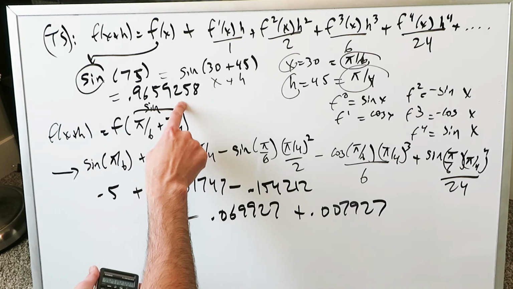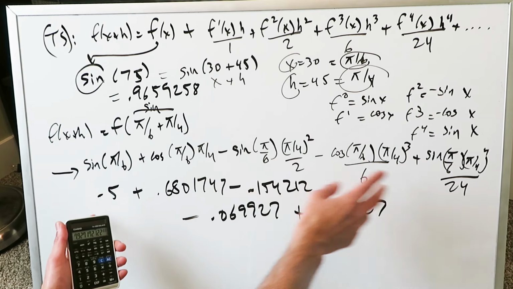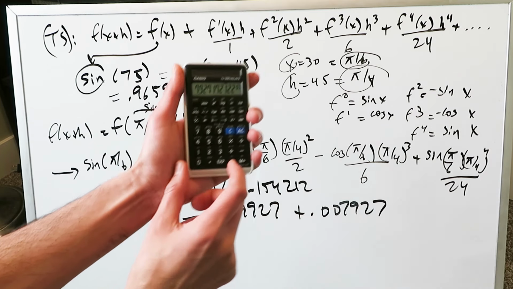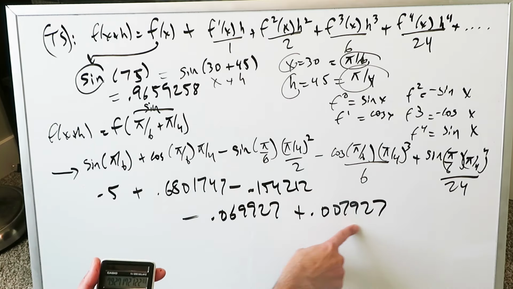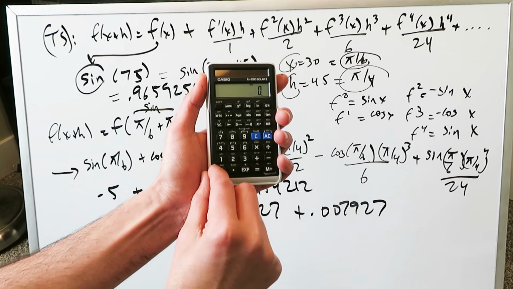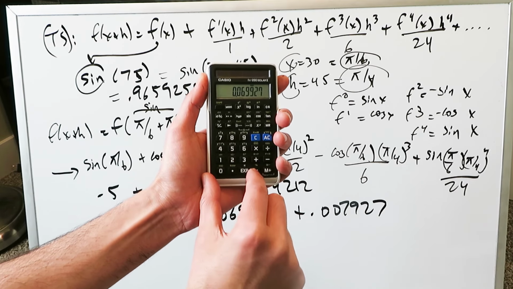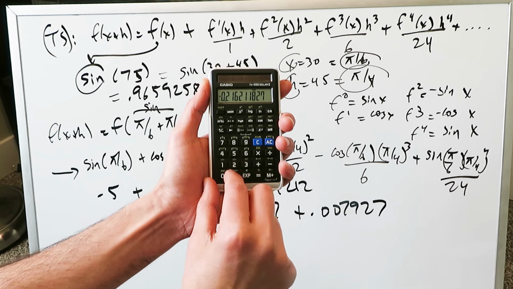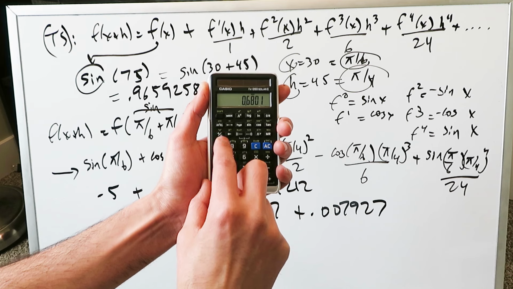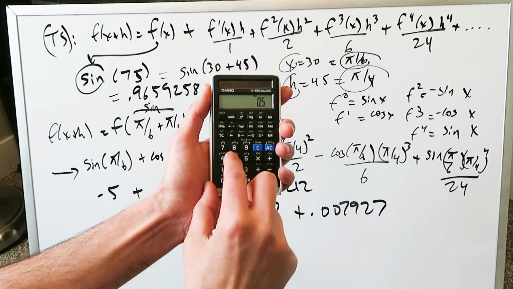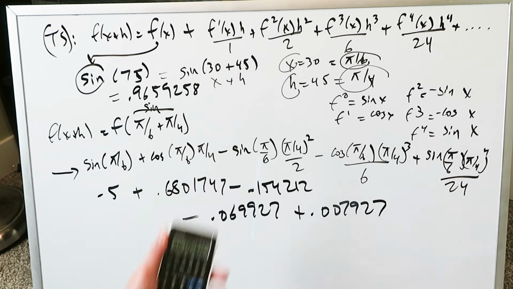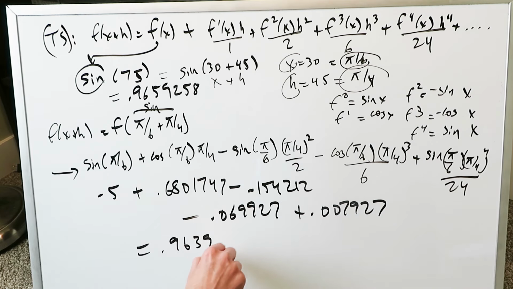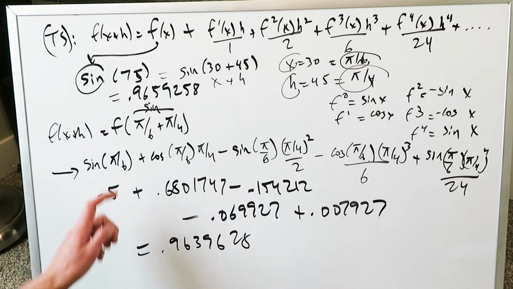Now we have to add up all of these numbers and see what we get. We should get a number close to this. If you do enough n values, you'll be very close to it. If you do a minimum number of n values, you'll be a little far away. I'm working from this last value towards the first value: 0.007927 minus 0.069927 minus 0.154212 plus 0.680177 plus 0.5. I'm getting 0.96396. And I'm going to put it right out here for you, 0.9639628.